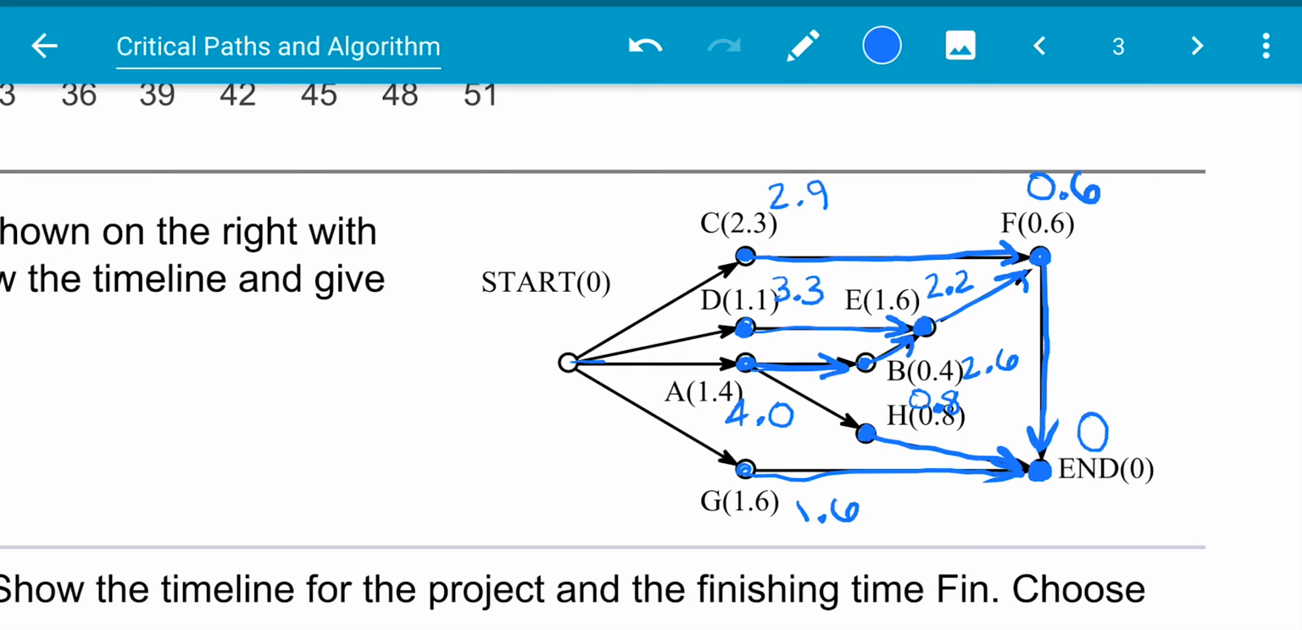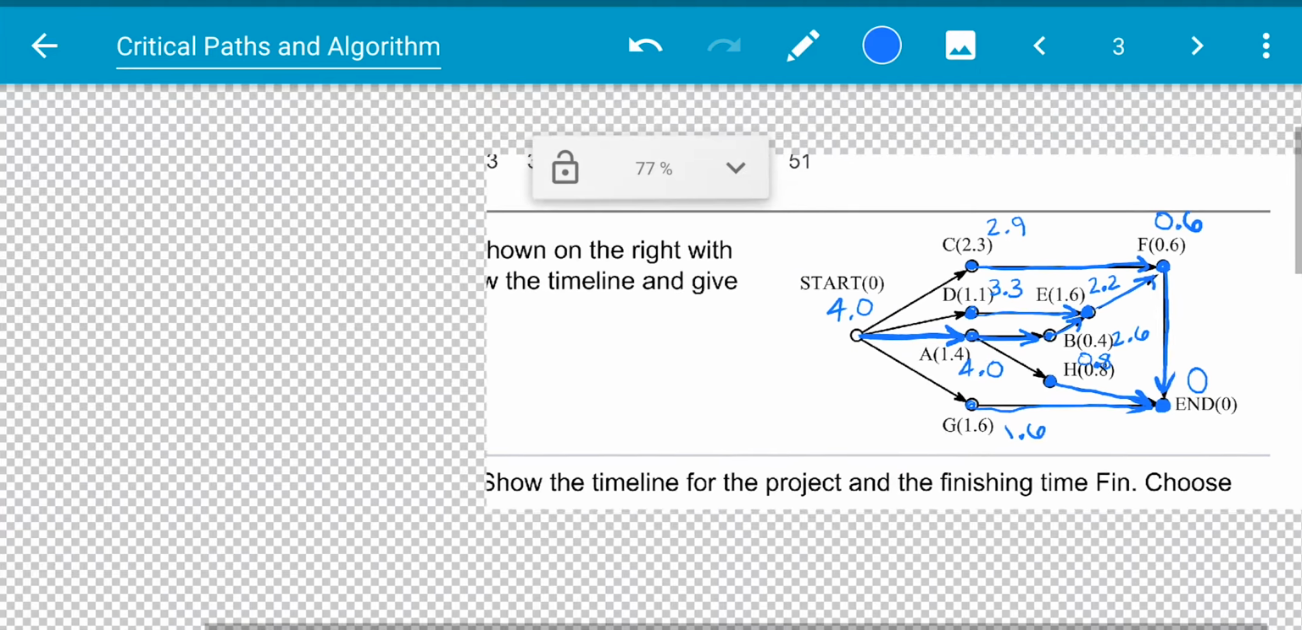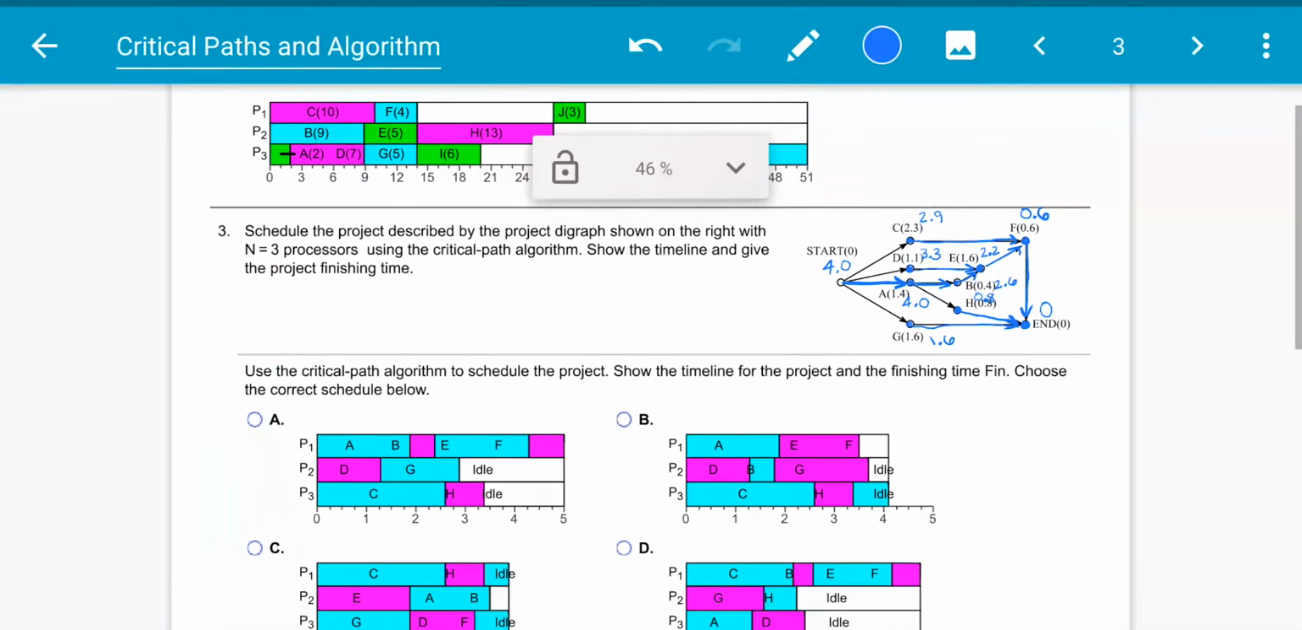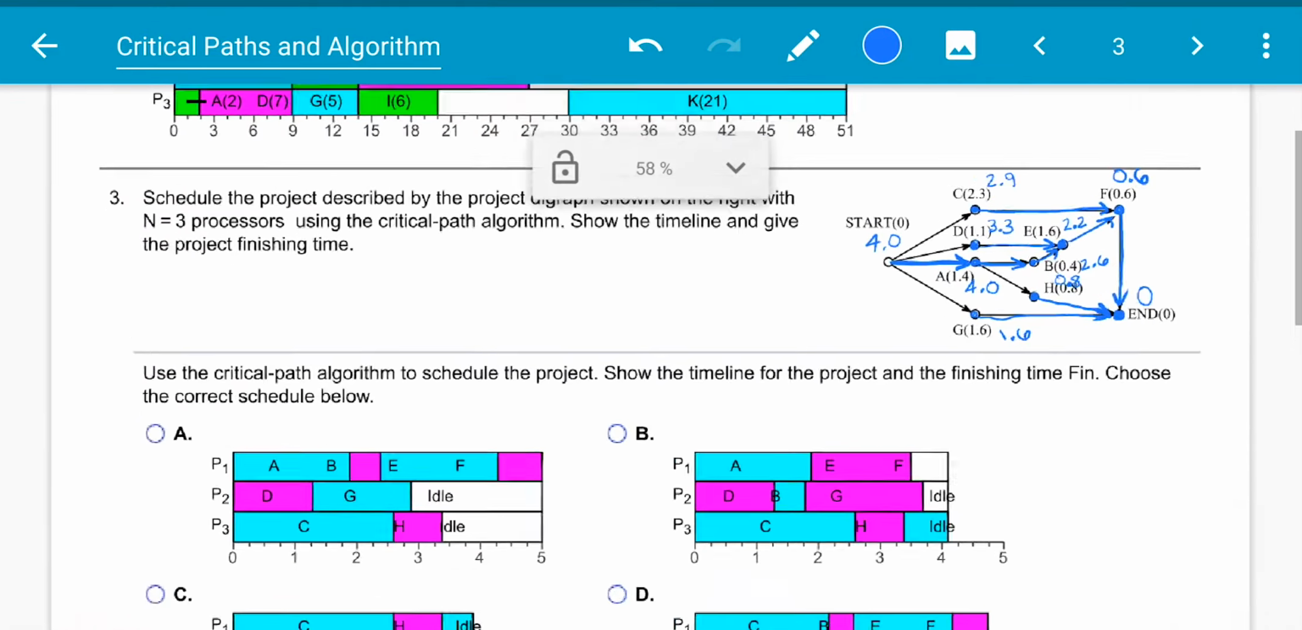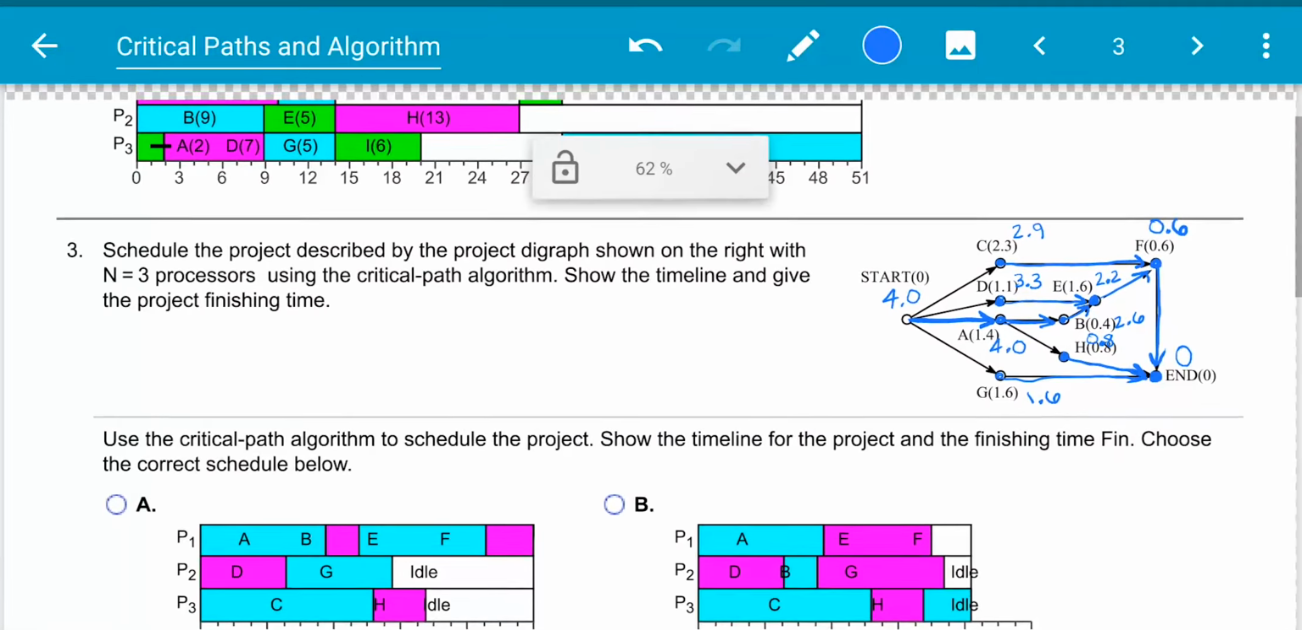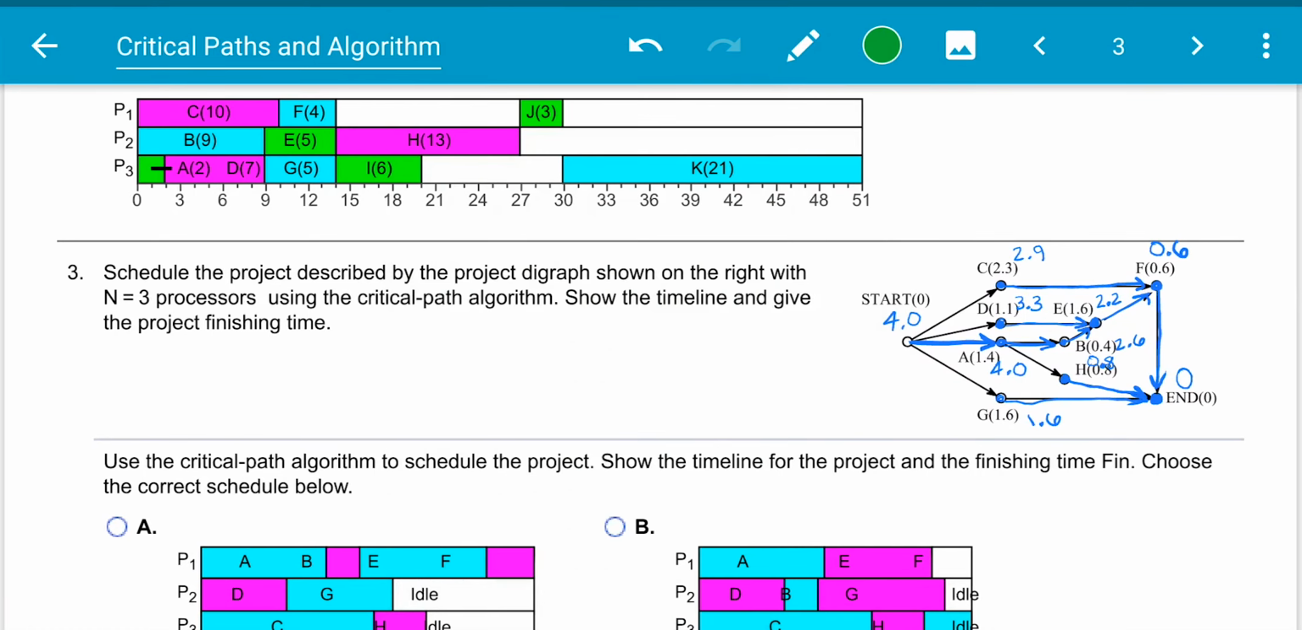So our start critical path is going to be going from start to the A, which is 4.0. Our critical time for the entire project is 4.0. Now, once we have this, we're going to go ahead and create our critical time list. All right, our biggest number is going to be A at 4.0. And then the next biggest number is 3.3, which is D. Then we have a 2.9, which is C.